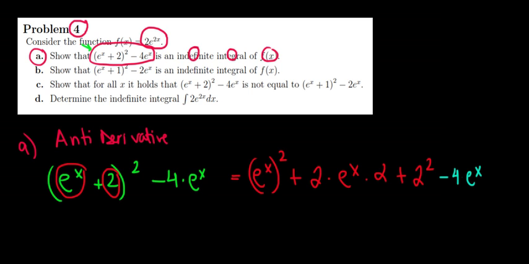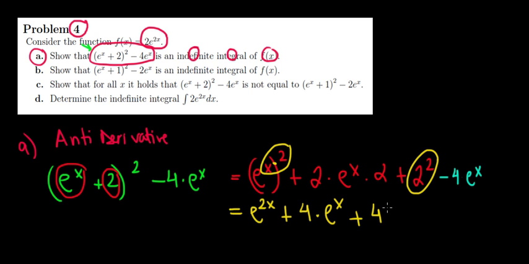Let's see what we get now. We will have the following. We have e to the power of x to the power of 2, which is the same as saying e to the power of 2x, because when we raise a power to a power, we're just multiplying the powers. So we have e to the power of 2x plus 2 times 2, that's 4 times e to the power of x, plus 2 to the power of 2, that's equal to 4, and then minus 4 e to the power of x.